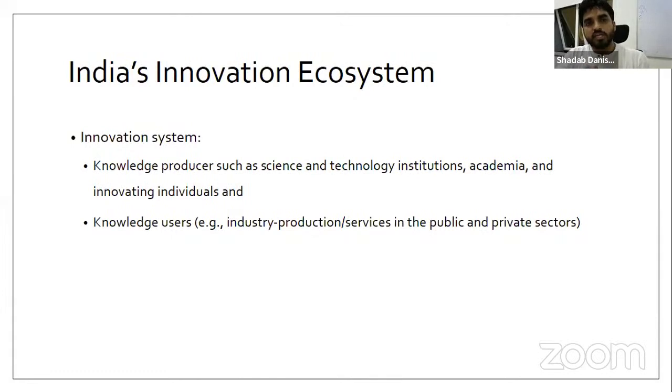So let's talk about the Indian innovation ecosystem and how it functions. There are two sides: the users and the producers. Producers are science and technology institutions, academia, and innovating individuals. These are the ones who produce innovation, come up with the ideas, and develop the technology. Knowledge users are industry, production and services, public and private sectors, and individuals as well. So how to bring synergy between these two, along with government policy, so that India can spur and stimulate more innovation?